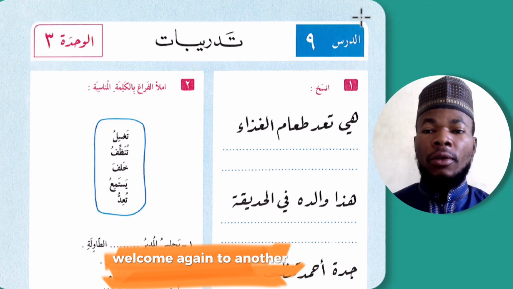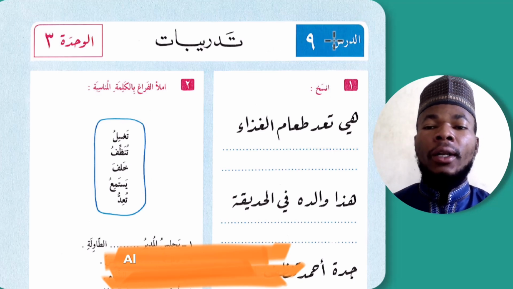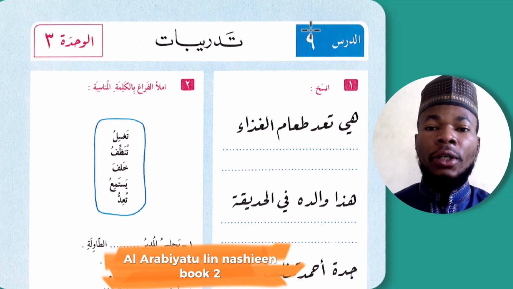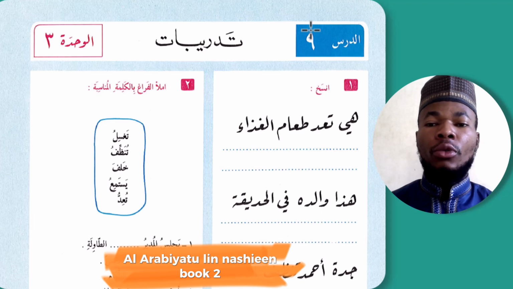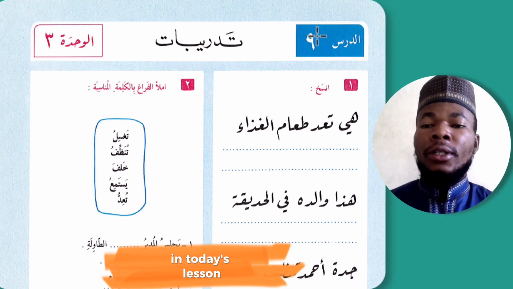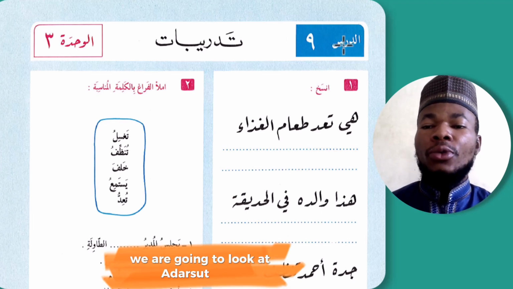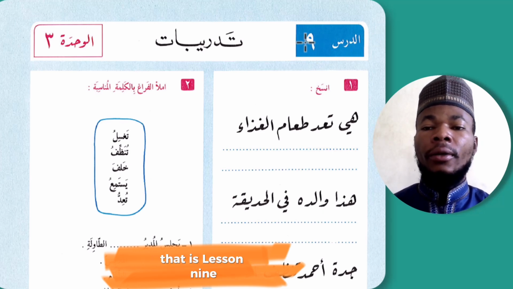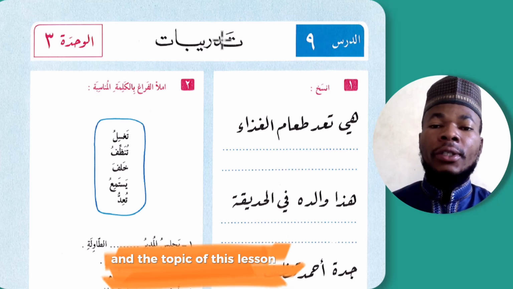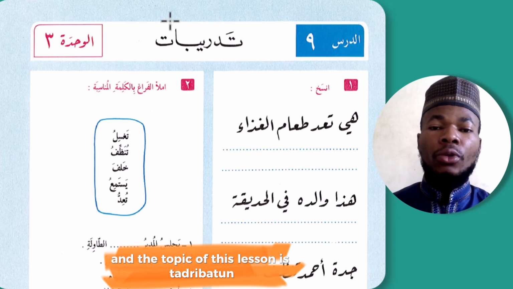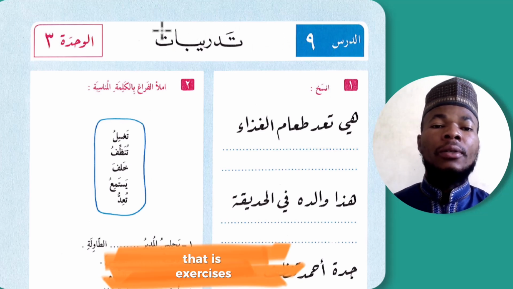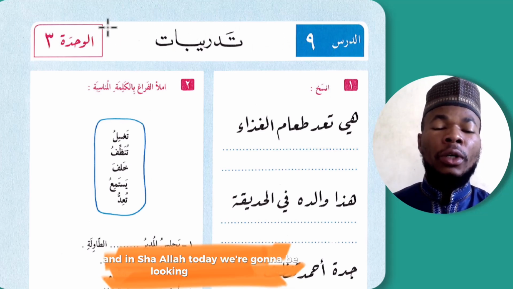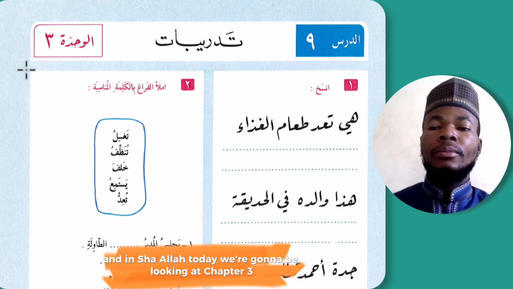Welcome again to another Arabic lesson on العربية للناشئين كتاب الثاني, book 2. In today's lesson, we are going to look at الدرس التاسع, that is lesson 9. And the topic of this lesson is تدريبات, that is exercises. And inshallah, today we are going to be looking at Al-Wahdatu Al-Thalitha, chapter 3.